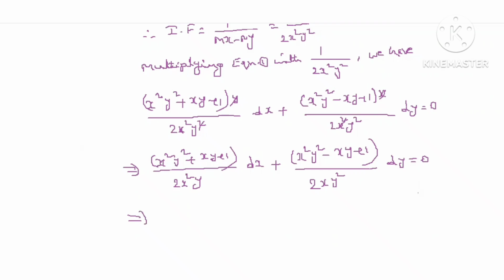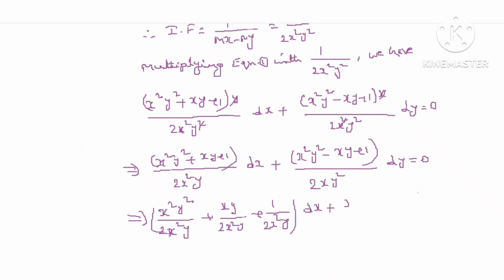So this implies, now opening the brackets and dividing each term by 2x square y, here it will be x square y square by 2x square y plus xy by 2x square y plus 1 by 2x square y dx plus x square y square by 2xy square minus xy by 2xy square plus 1 by 2xy square dy is equal to 0.